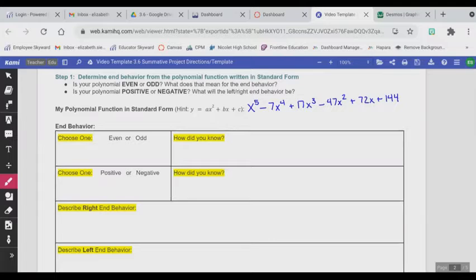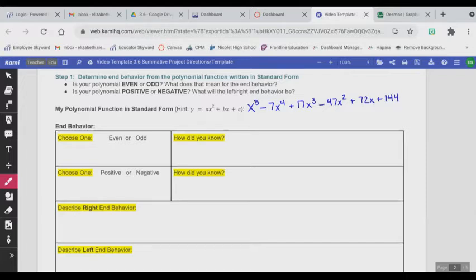So you can see I have my polynomial written up on top here in blue. My polynomial in standard form is x to the fifth minus 7x to the fourth plus 17x to the third minus 47x squared plus 72x plus 144. I'm just going to go through the template so you can get an idea of another example. Use this to help you as you go through your template with your own polynomial.